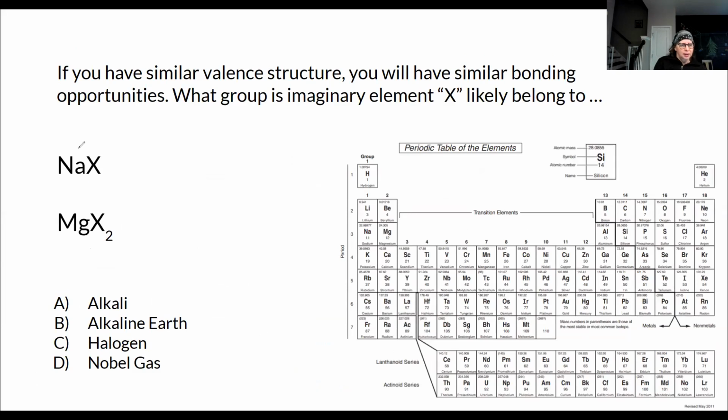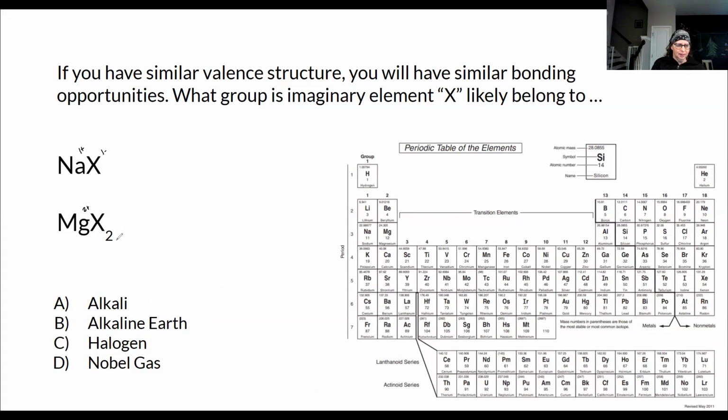Sodium has a +1 charge. Magnesium has a +2 charge. Up here, we have a perfect match. So element X is going to have a -1 charge.